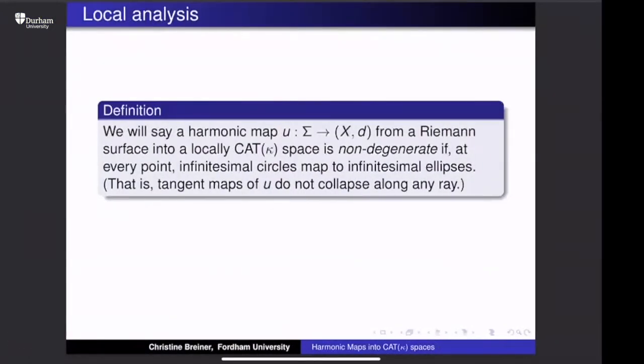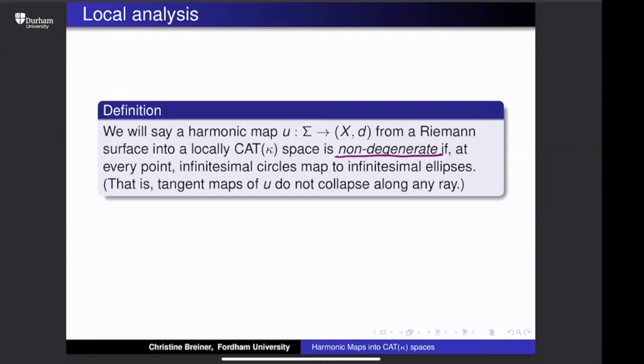So the way we get to our branch covering and then finding our homeomorphism is we do some local analysis. And really the idea is we want to understand what happens if you essentially have what amounts to a full rank differential for your map, or the equivalent of that. So we can't talk about derivatives of our map, so we have to define things via tangent maps. So we will say a harmonic map from a Riemann surface to a locally CAT(kappa) space is non-degenerate if at every point infinitesimal circles map to infinitesimal ellipses.